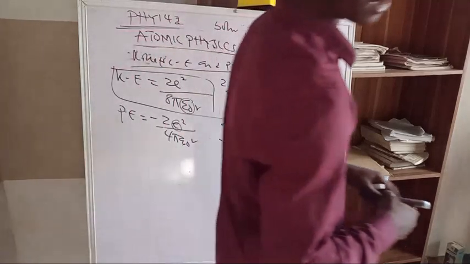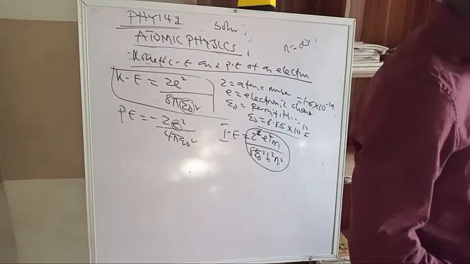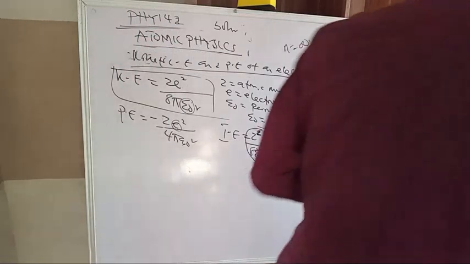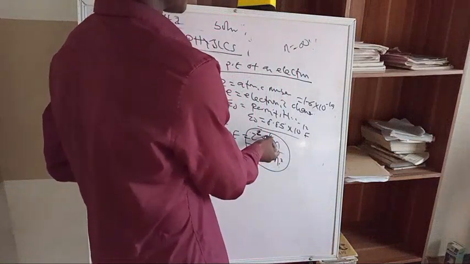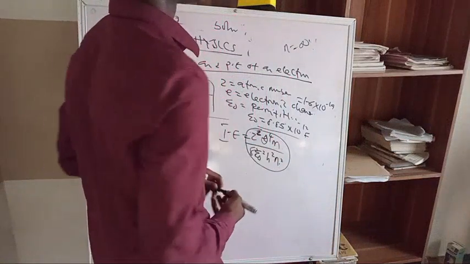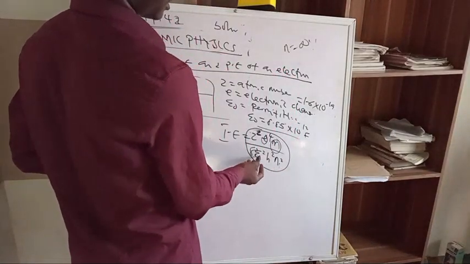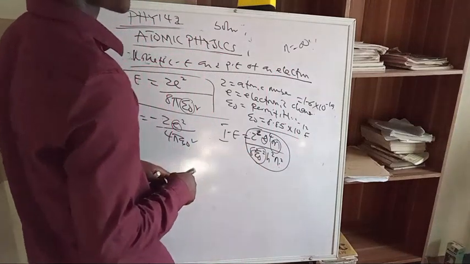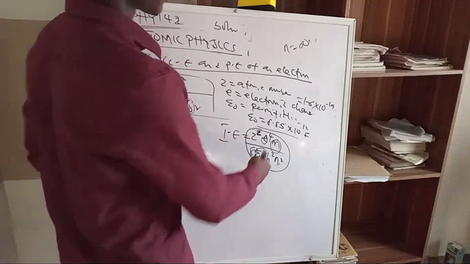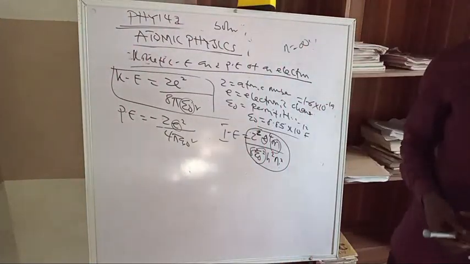I said that ionization energy is the energy required to remove an electron from one energy level to infinity. So we have I is equal to Z²e⁴m over 8ε₀²h²n². Z is the atomic number, e is the electronic charge, that is 1.6 times 10 raised to power minus 19. m is the mass of the electron. Then ε₀ is the permittivity, 8.85 times 10 raised to power minus 12. h is the Planck constant. Then n is the number of shells. Planck constant is 6.67 times 10 raised to power minus 34.